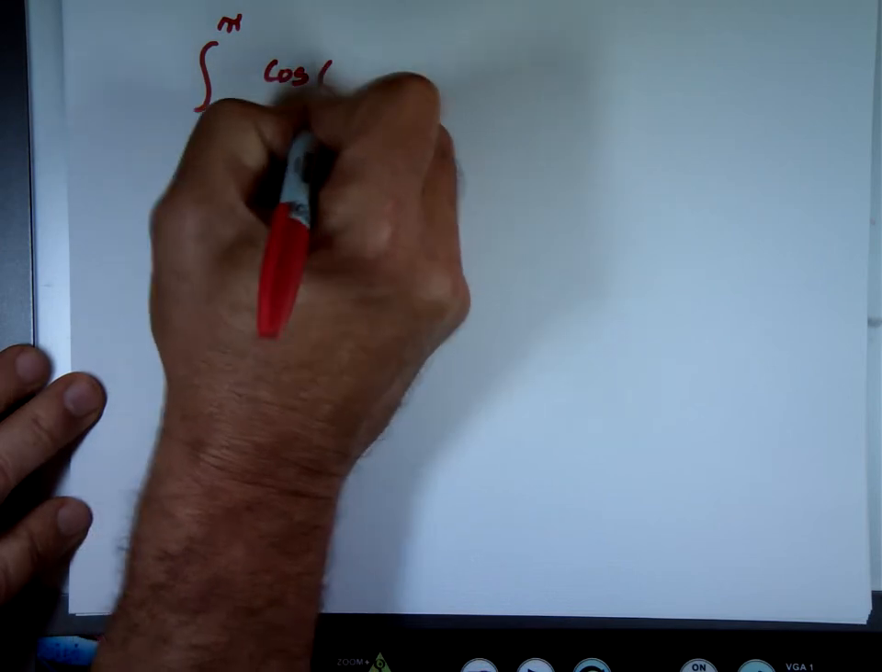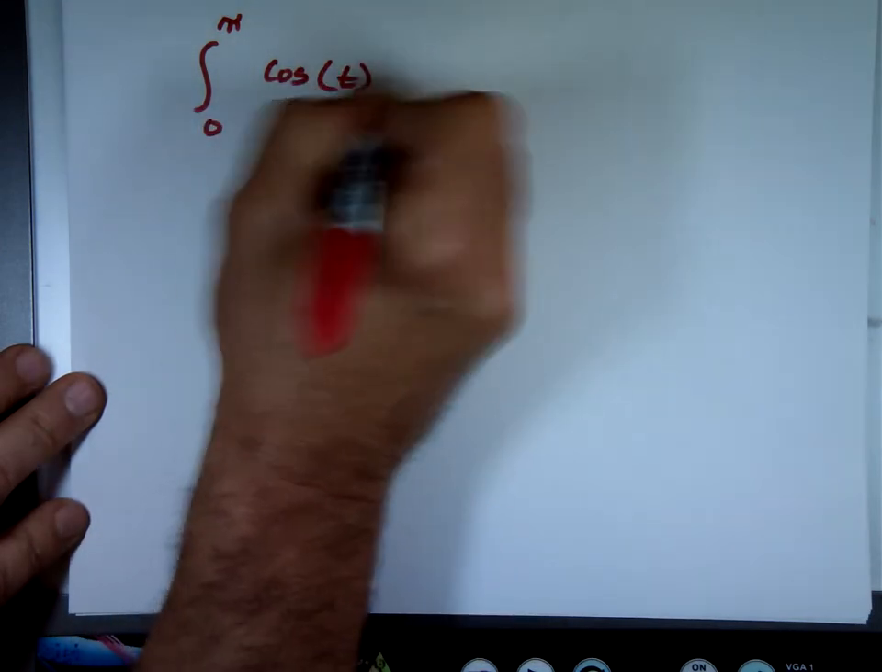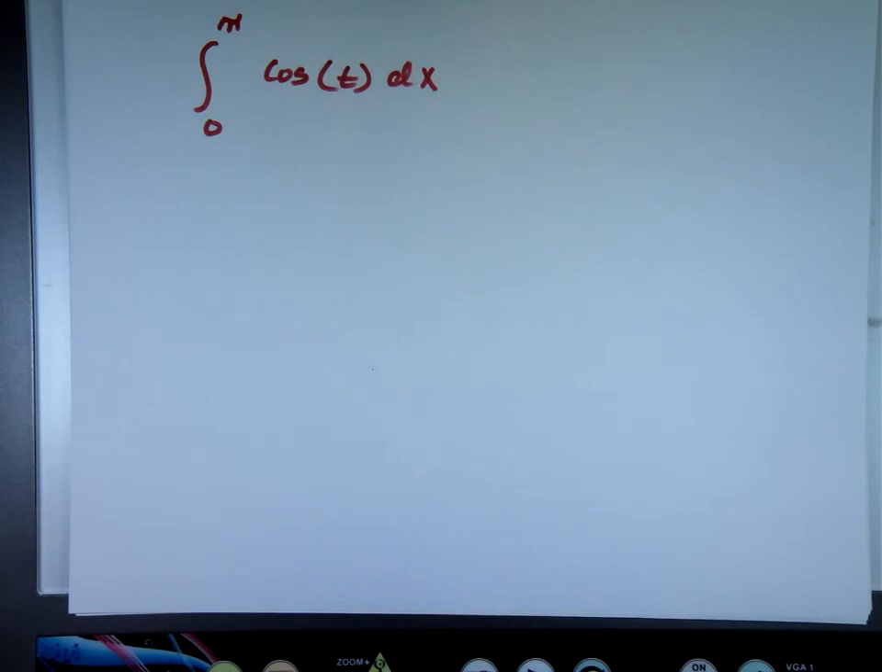Let me change the letter. Instead of x, I'll use t, dt. I don't know. What is that at the top? Pi? Pi. Is it still 5.4? Yeah, we're still in the same section, yep.